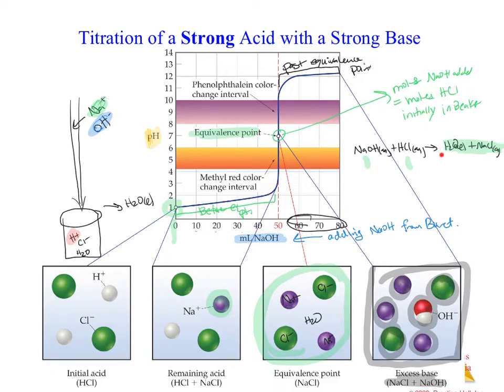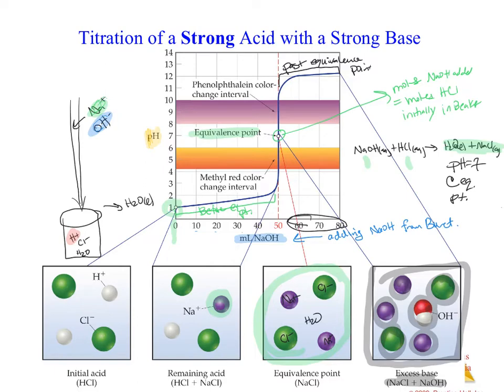So for strong acid, strong base, that will always be a pH of 7 for the products at the equivalence point, because water is pH of 7 and the cation of a strong base and the anion of a strong acid are always pH neutral.